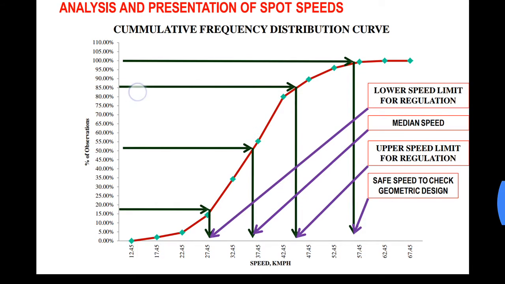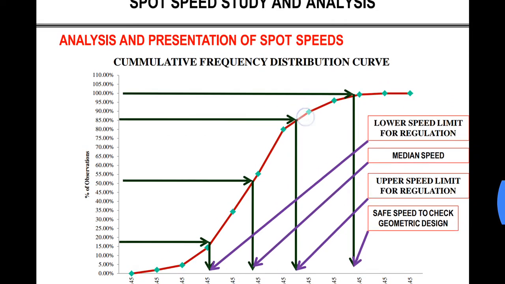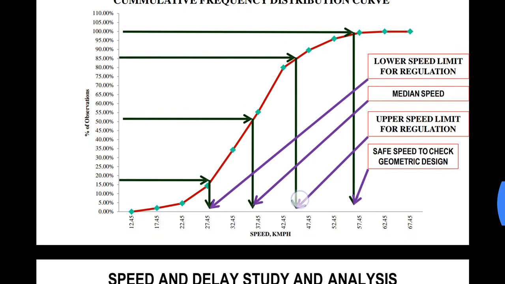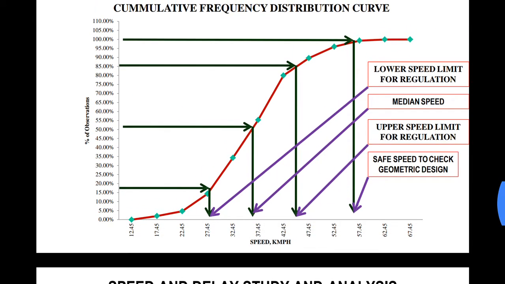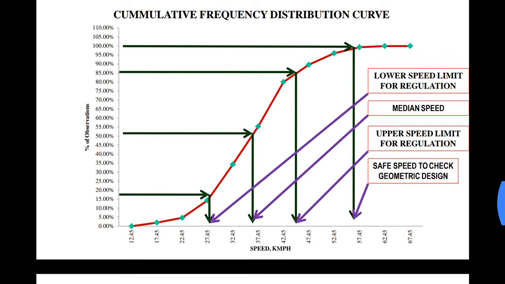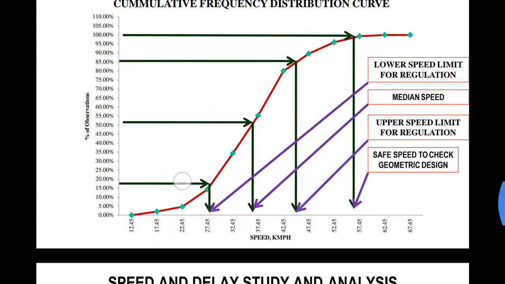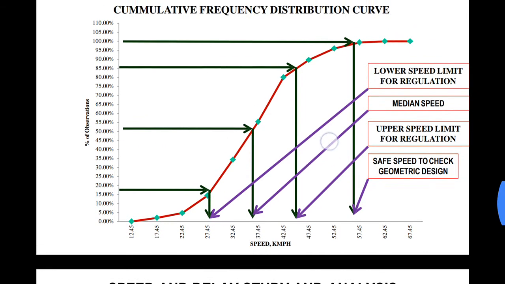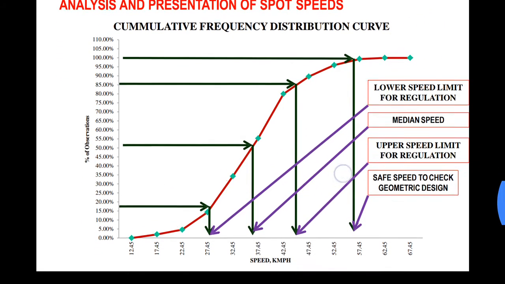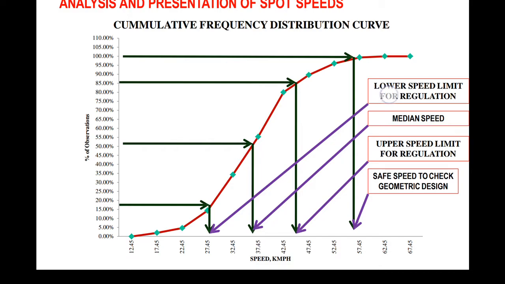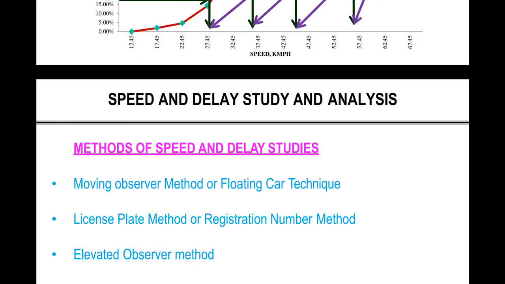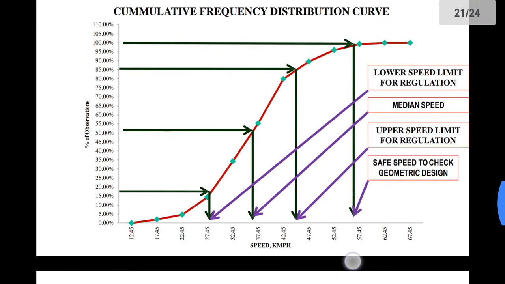Then 85th percentile, you find out 85 over here and extend a horizontal line. It cuts the curve at a point, you drop a perpendicular from that point. This speed is nothing but the upper speed limit. Similarly you do for 50, this is the median speed, and when you do it for 15, it is the lower speed limit. So using this cumulative frequency distribution curve we can find out the design speed, upper speed limit, lower speed limit, and the median speed. Now this is all for spot speed studies.